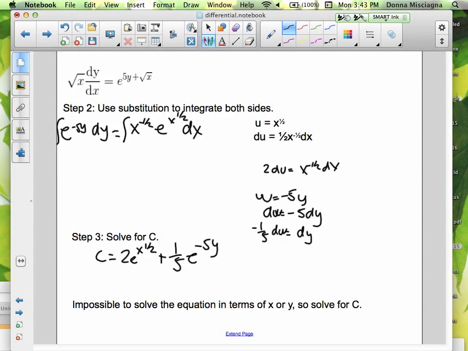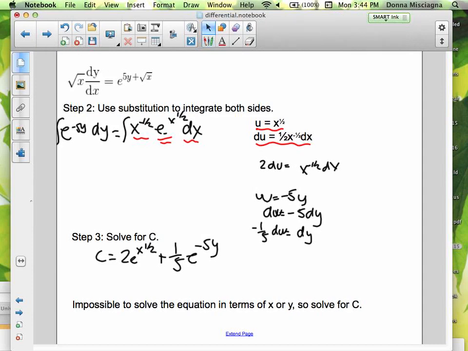So u is x to the 1/2. du is, we take the derivative. So the derivative of x to the 1/2 is going to be 1/2 x to the negative 1/2 dx. So notice that this is all right there. So this is my du, and then this is my, well, just the exponent part there is my u. And I am missing the 1/2 here, so multiply both sides by 2, and I've got 2 du equals x to the negative 1/2 dx.